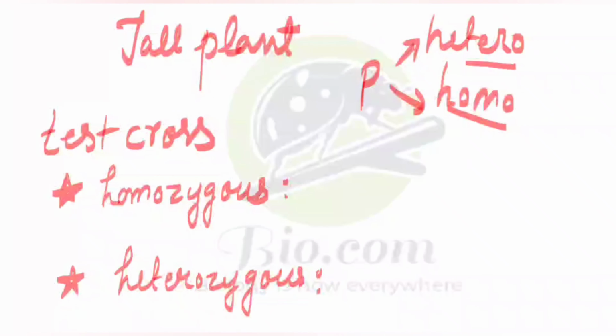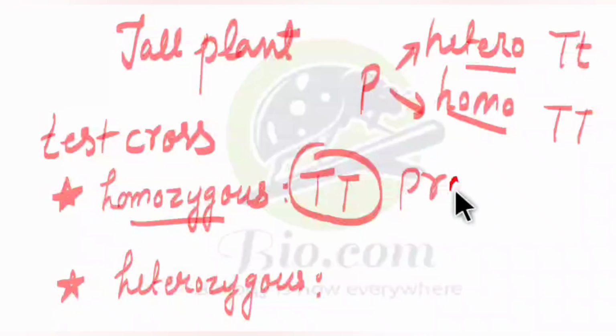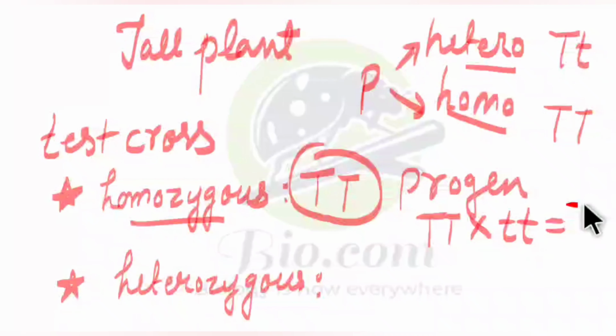Now you have given a tall plant and you don't have any idea about the plant is heterotall or homotall. So you will perform test cross to know the genotype. So the plant were homozygous, that is capital T, capital T. If through test cross you will get all the tall progenies, it means the parents will be homozygous tall if all the progenies are tall. It means capital T into, then you will get this.